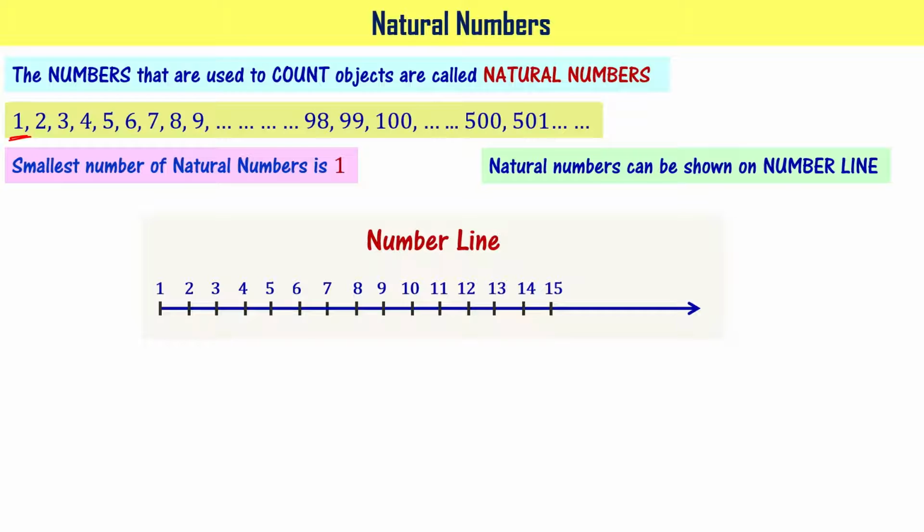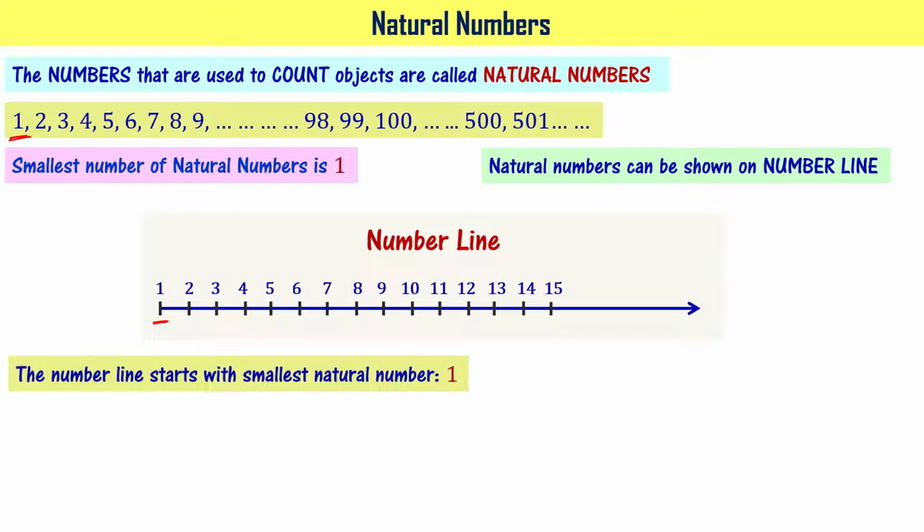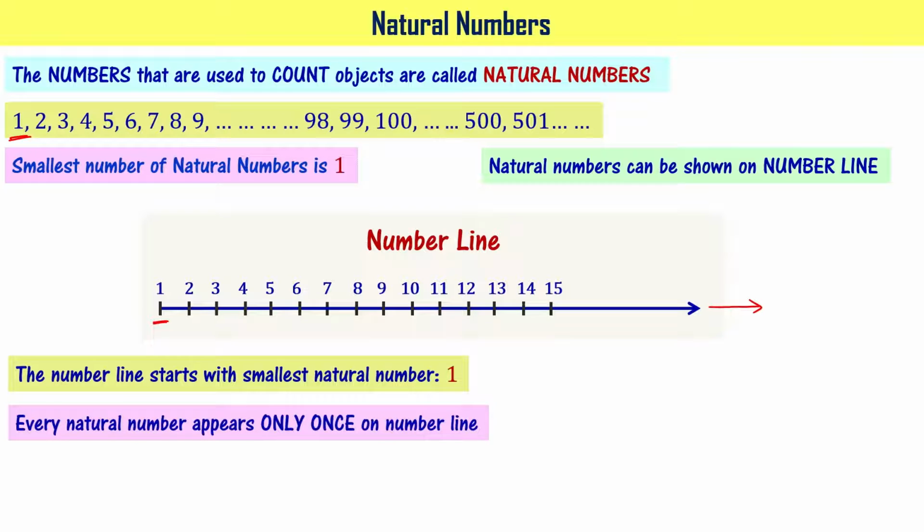Natural numbers can be shown on number line as shown here. As you see here, the number line starts with number 1, which is the smallest natural number, and there is no end for this particular number line. You can have few crores, tens of crores, thousands of crores, lakhs of crores and things like that, right? And another point you have to note here is every natural number appears only once on the number line. For example, 8 appears only once, 10 appears only once, 13 appears only once, right?